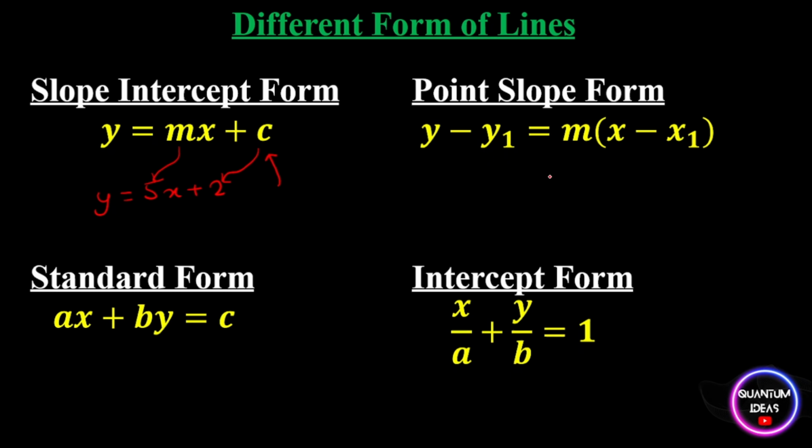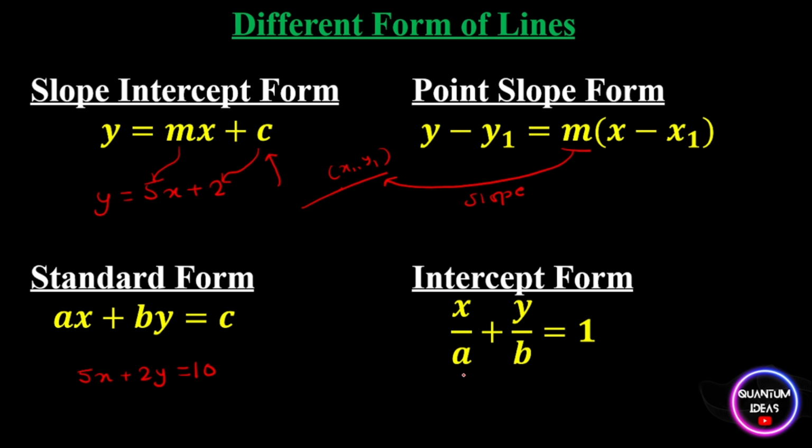In this case you are given an equation in which x1 and y1 is a point on the line, and m is basically the slope of the line. So this is called point slope form. And there is standard form, which is written like 5x plus 2y equals 10. So this is called the standard form of a line.